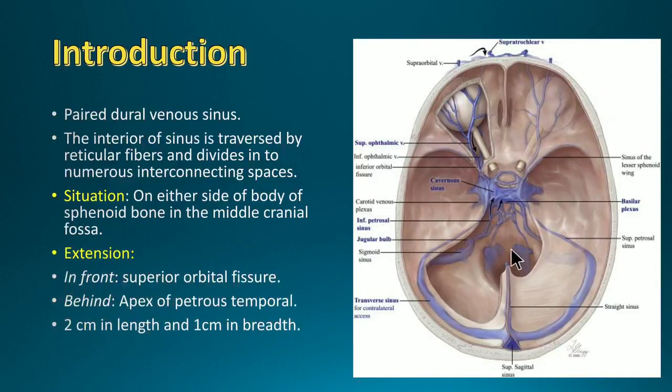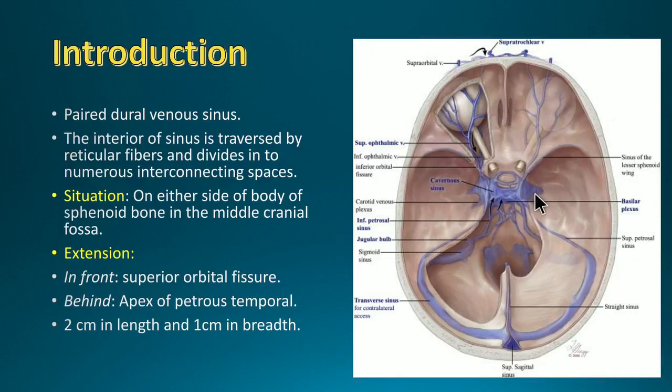Now, why has it got the name cavernous sinus? Because in cadavers, if you dissect them, the interior of the sinus is divided into numerous interconnecting spaces because of the reticular fibers present in it. Because of its interconnected spaces, it is cavernous in appearance. So that is why it is called the cavernous sinus. But this type of arrangement cannot be seen in living subjects. Only the periphery of the sinus we can see. It is actually divisible into cavernous spaces.